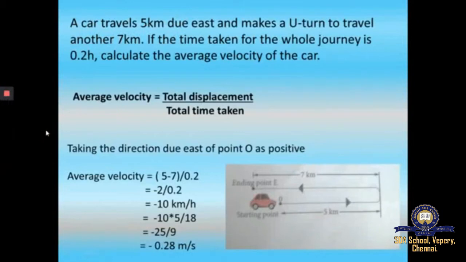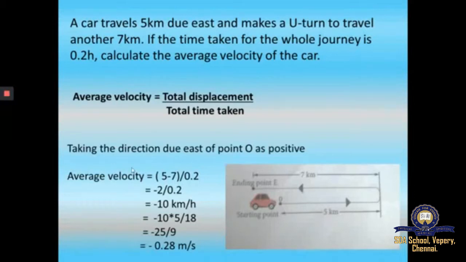A car travels 5 km due east and makes a U-turn to travel another 7 km. If the time taken for the whole journey is 0.2 hours, calculate the average velocity of the car. So we have to calculate the average velocity of the car. So average velocity is equal to total displacement divided by total time taken.